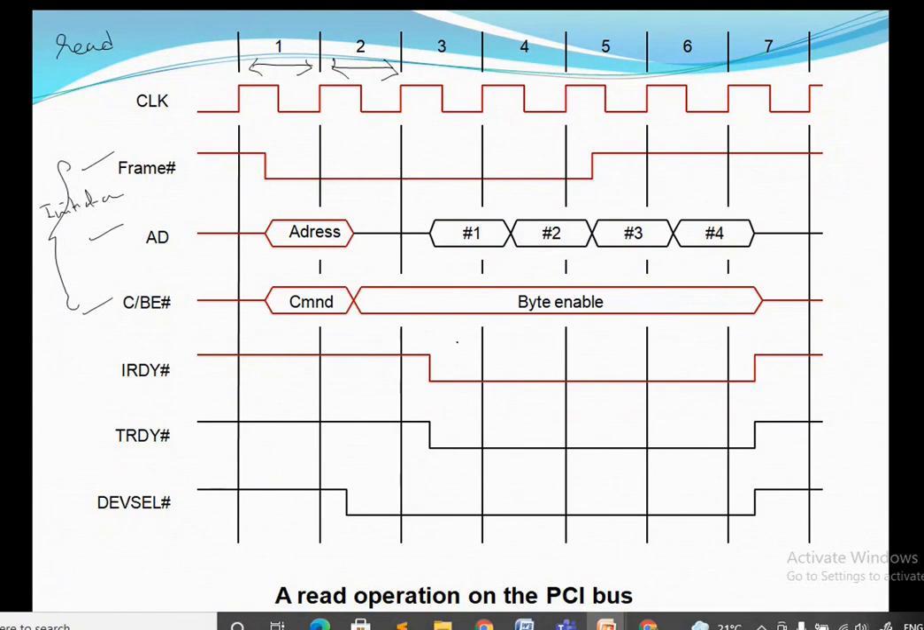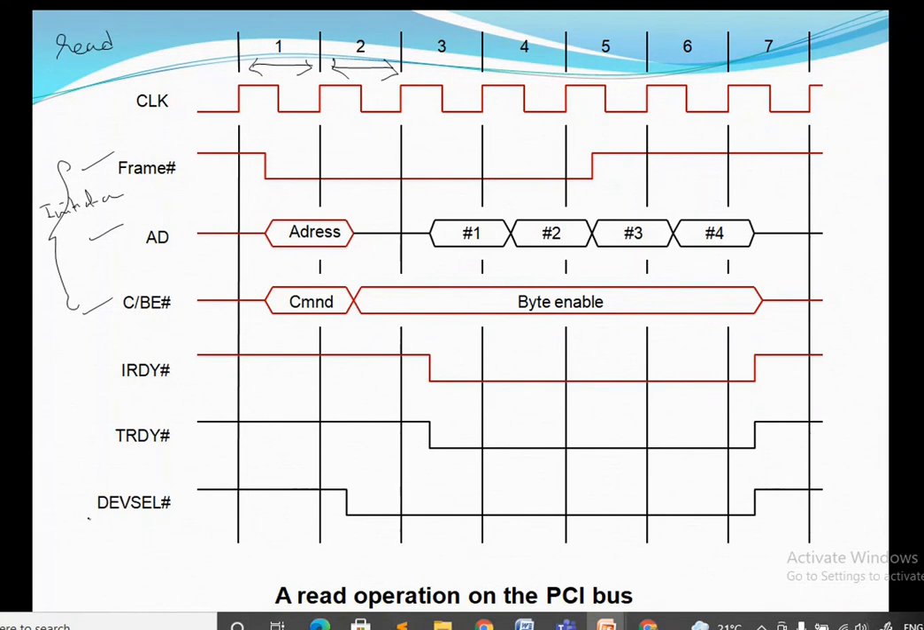place on the bus. So now the addressed device is going to be identified and it is going to place the requested data on the data line. So how is it going to inform this information to the initiator? How is the target device going to indicate it?